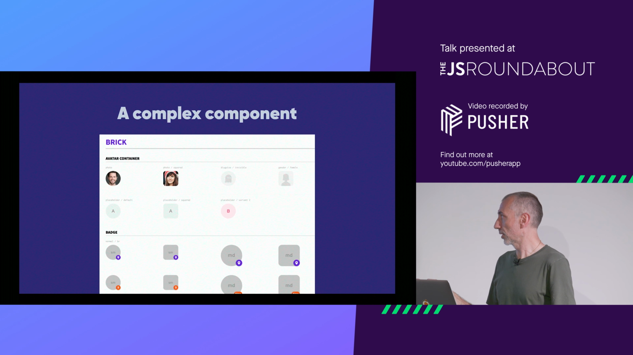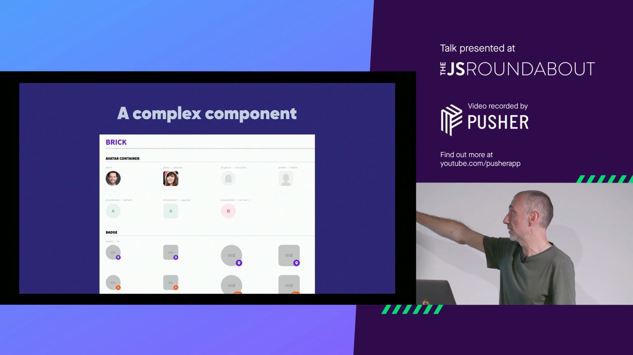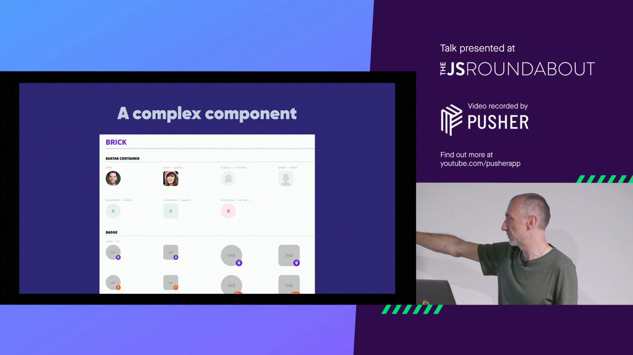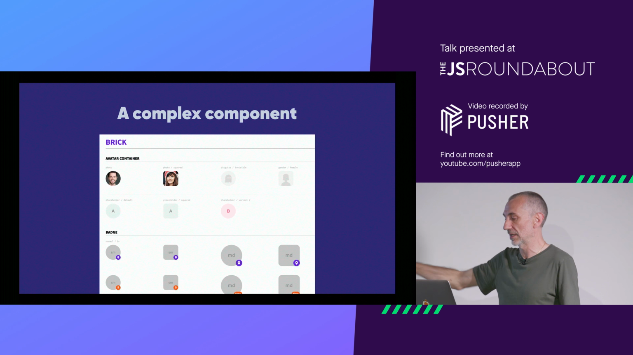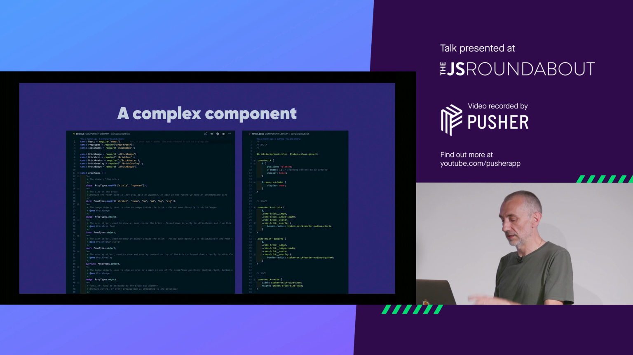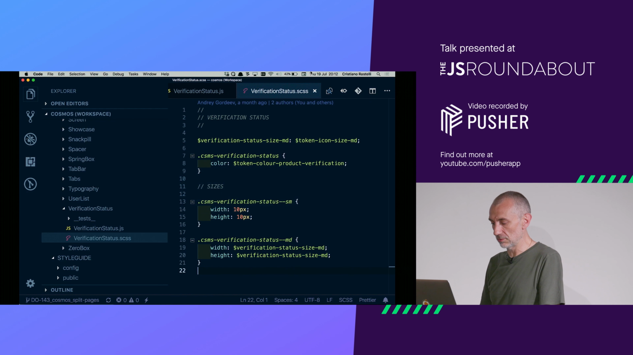Let's look at something more complex. Essentially, it's called avatar, a brick actually, which can contain an avatar, which is a photo or an icon or a placeholder for text, and also can have a badge or some text on the corner, central or on the left. Code, I'll show you the code in a second.